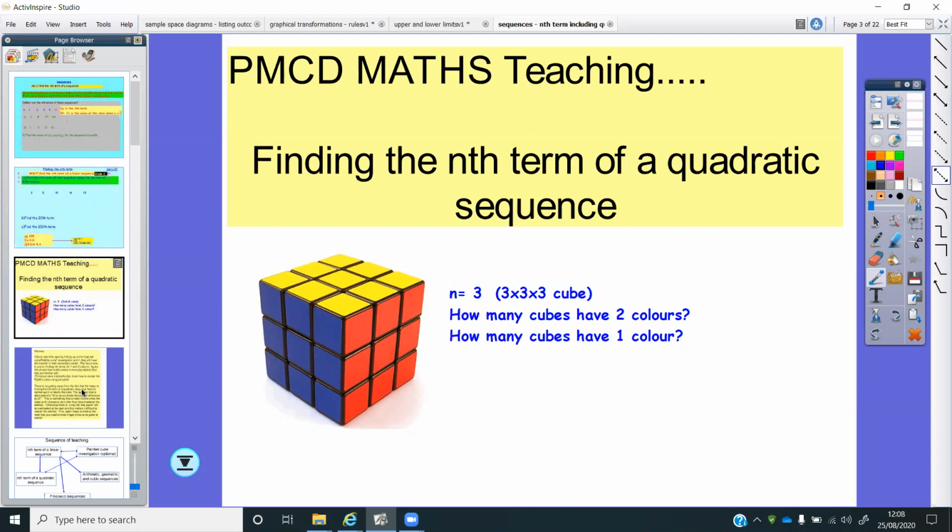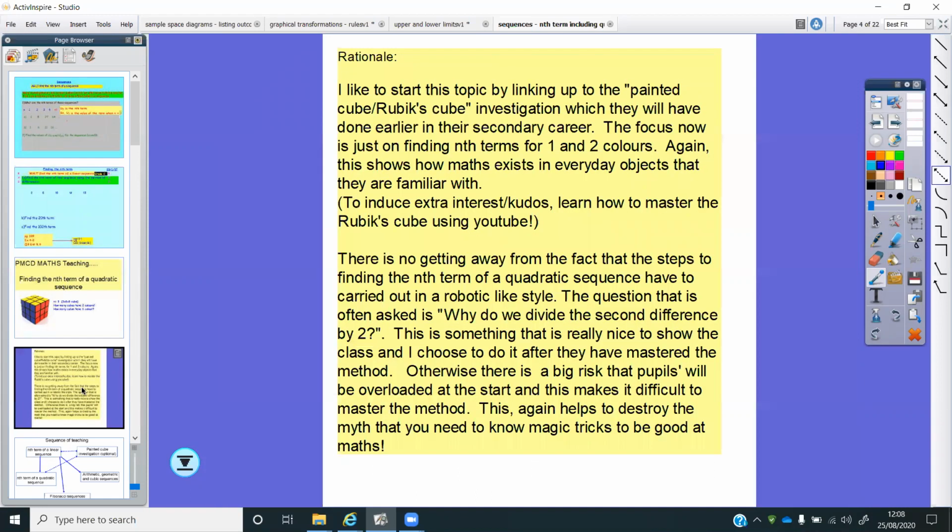As usual, here's the rationale. You can pause this and read this in your own time. I'm not going to pause now. And sequence of teaching.